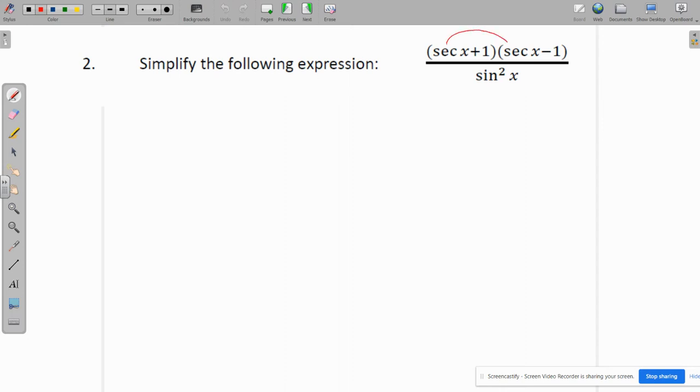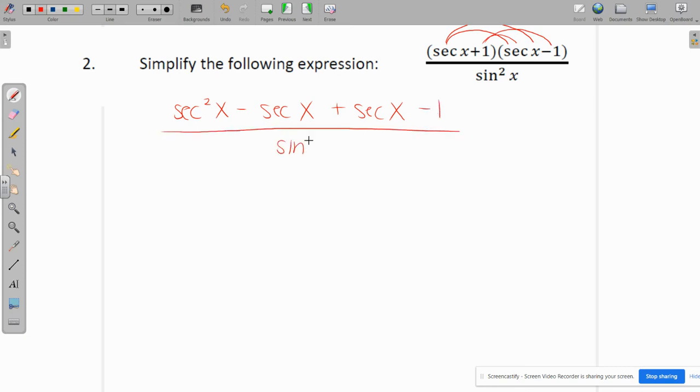So the secant of x times the secant of x is the secant squared of x. Secant of x times -1 is minus secant of x. 1 times positive secant of x is plus the secant of x. And 1 times -1 is -1. All of this is over sine squared of x. A negative secant and a positive secant are going to simplify to 0. So in the numerator, we really have the secant squared of x minus 1 over sine squared of x.